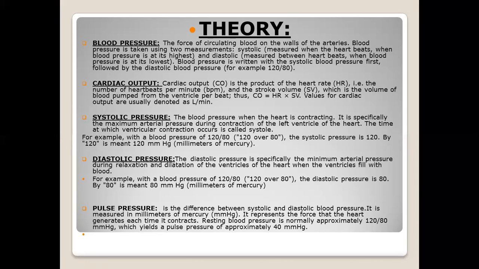Pulse pressure. The pulse pressure is basically the difference between the diastolic and the systolic pressure. It is 40 millimeters of Hg, that is 120 and 80. The difference between 120 and 80 would be 40. So that pressure is known as pulse pressure, and it is basically defined as the difference between the systolic and the diastolic pressure, that is, the difference between the contraction pressure and the relaxation pressure of the heart.